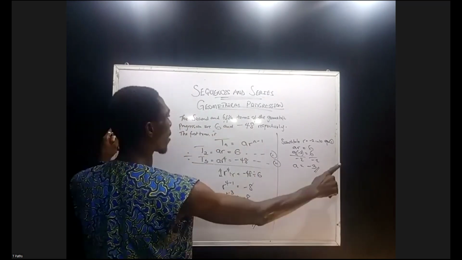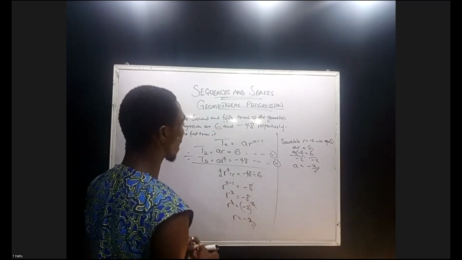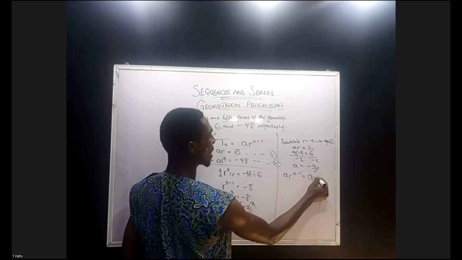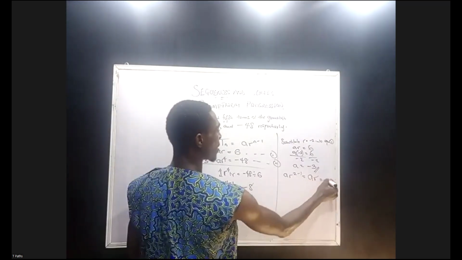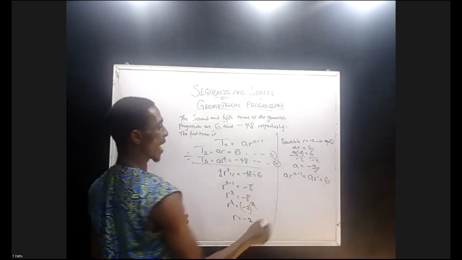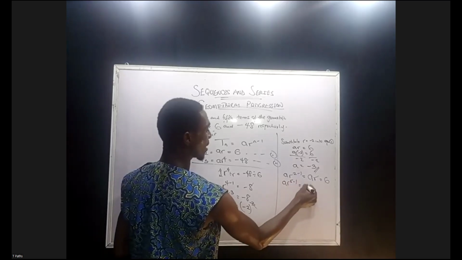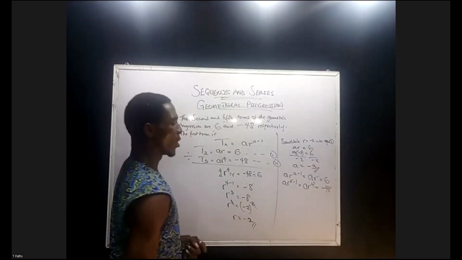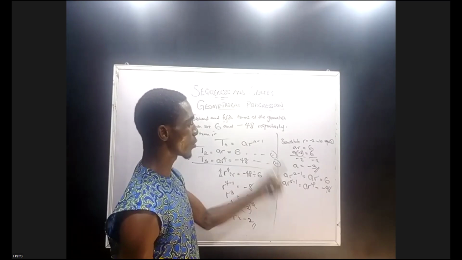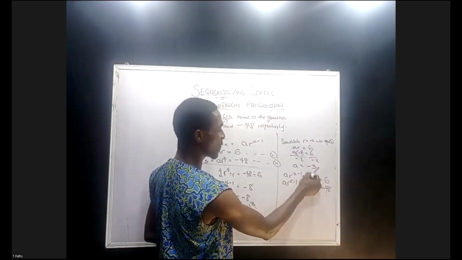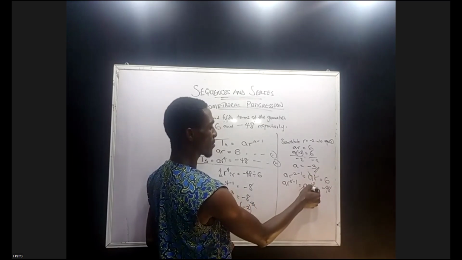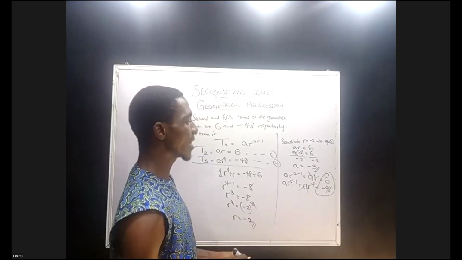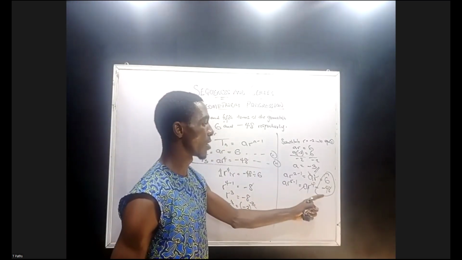So express them using our GP formula. We know that to get the second term, that is AR raised to power 2 minus 1, we end up having AR, and this AR is assigned to 6. To get the fifth term, which is AR raised to power 5 minus 1, we end up having AR raised to power 4, which is assigned to the value of minus 48. Looking at these two expressions, we have A present in the first one and the second one, R present in both, and we have an assigned value present in both. So that tells you that you need the idea of simultaneous equations.